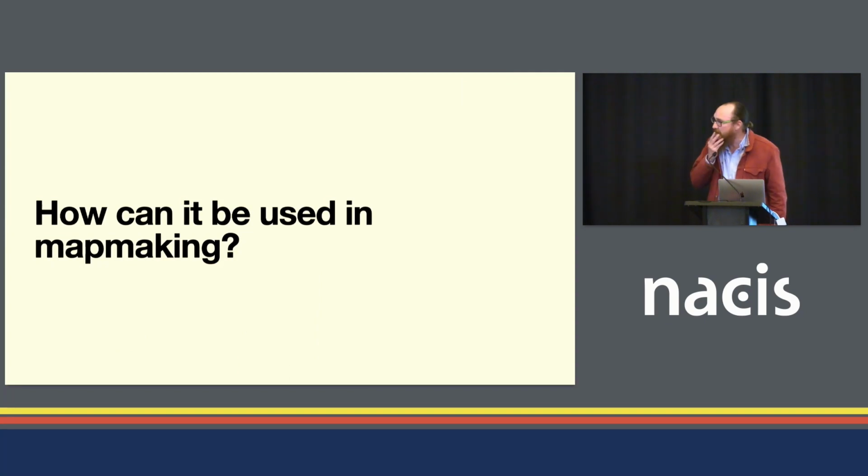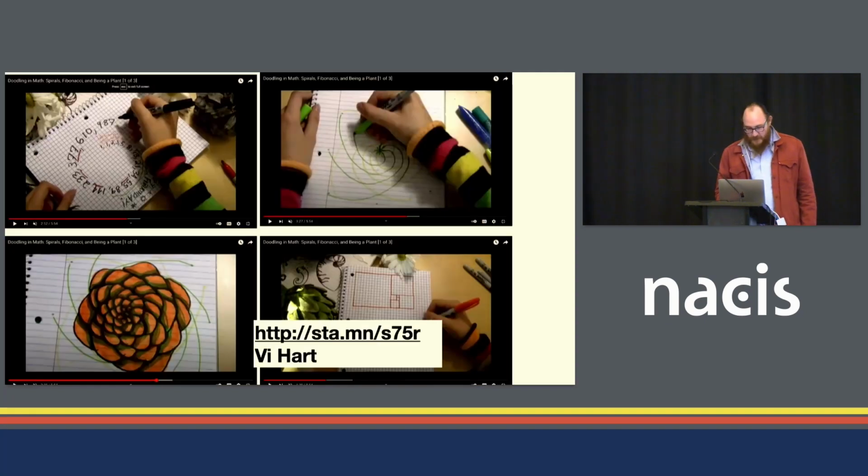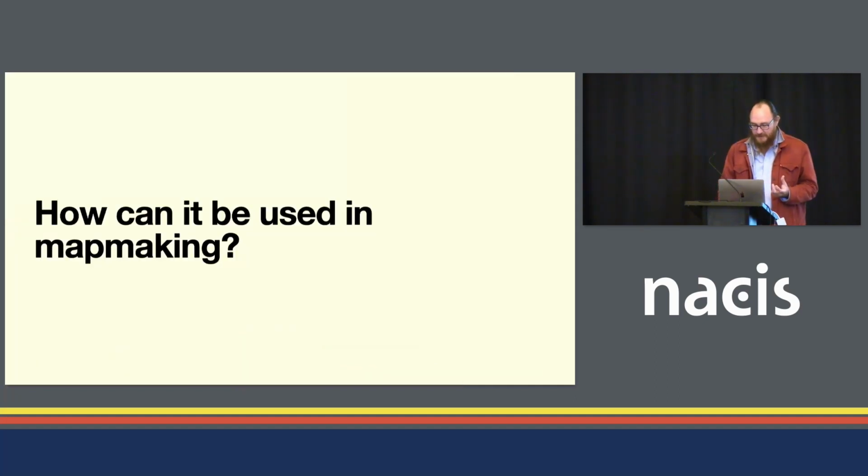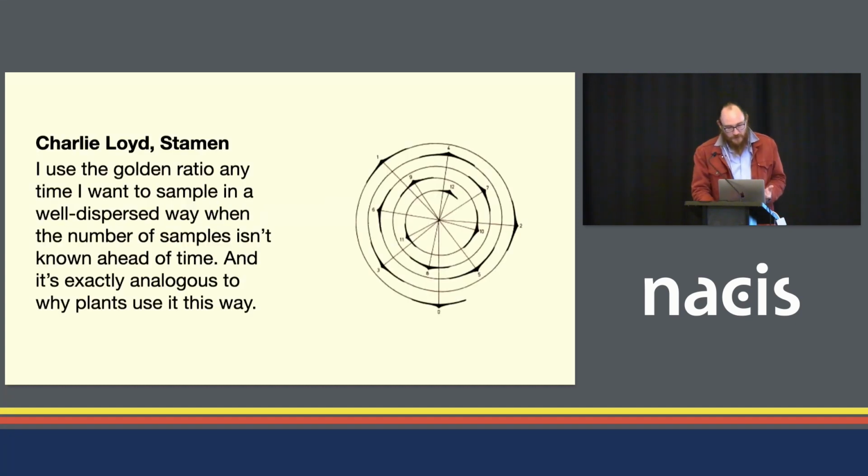So we have this ratio, right? It comes out of fundamental geometrical relations, and it seems to be embedded in nature. According to Charlie, who's a great guy, and this has been in dialogue with him, he told me this: I use the golden ratio anytime I want to sample in a well-dispersed way when the number of samples isn't known ahead of time. And it's exactly analogous to why plants use it this way.